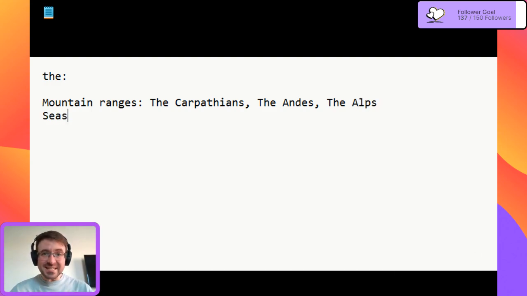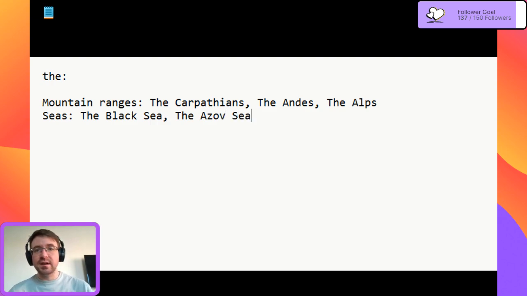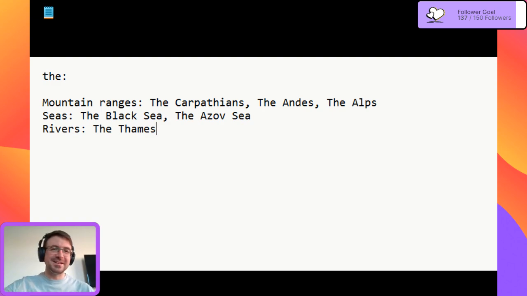Also with seas, so for example, the Black Sea, the Azov Sea, the Sea of Azov, we use the article there. With rivers, so for example, the Thames. London is the capital of Great Britain and it is situated on the Thames. I know the Ouse, a river in the city of York in Great Britain.